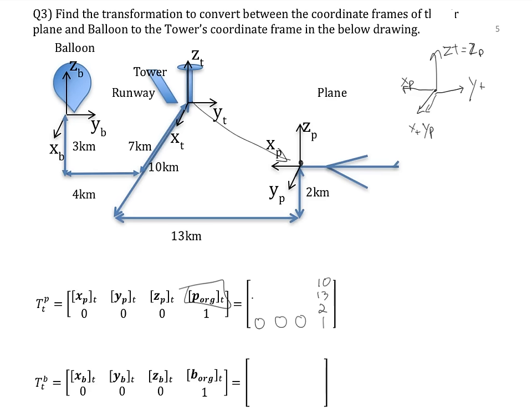So we can pick those, or we can put in these values. So the x of p, so the x-axis of the plane from the tower's coordinate system will be what? The plane's x is 0 in its x, minus 1 in the y, and 0 in the z. Okay, the y-axis of the plane from the tower's perspective is in its x direction, and the two z's match.